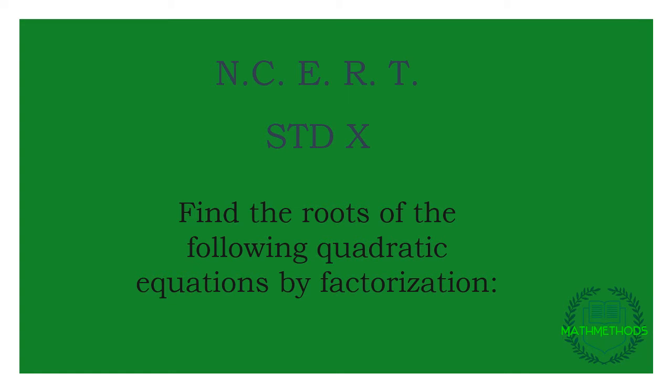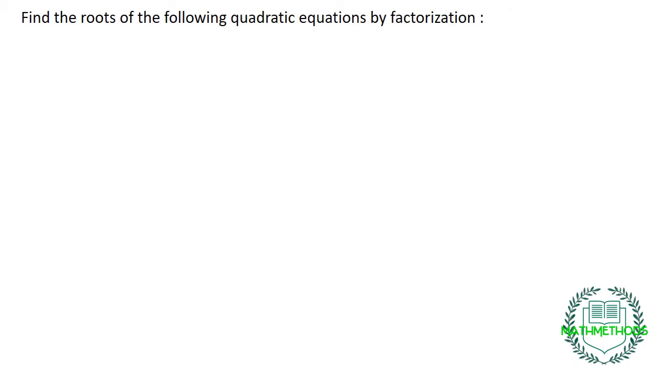Chapter number 4, Quadratic Equations. Exercise 4.2, Question number 1. Find the roots of the following quadratic equations by factorization. Example 3: square root of 2 x squared plus 7x plus 5 root 2 equals 0.